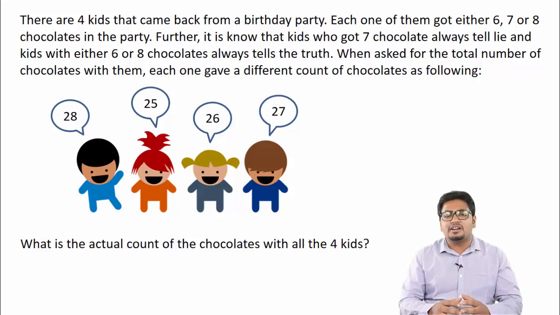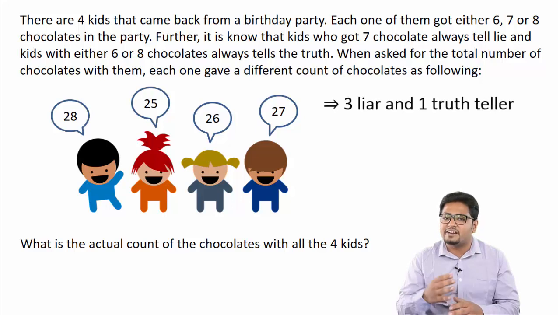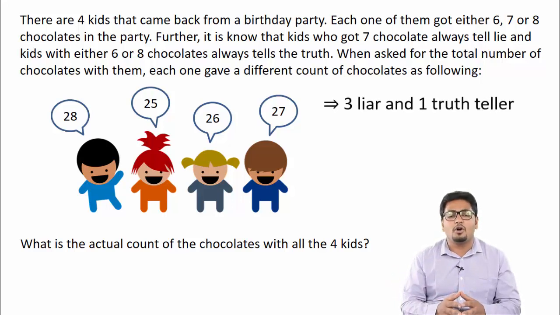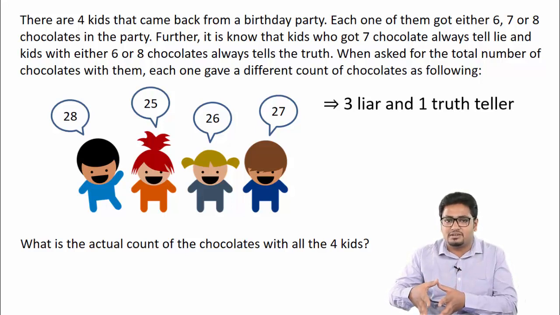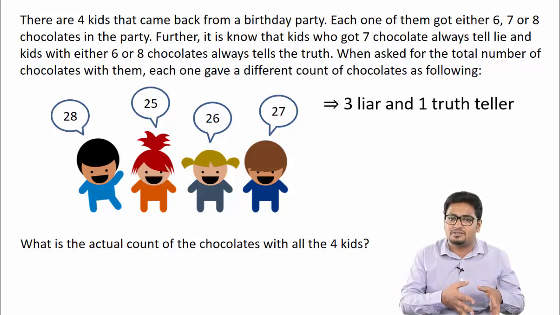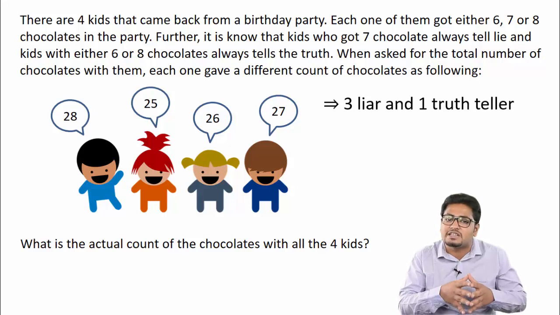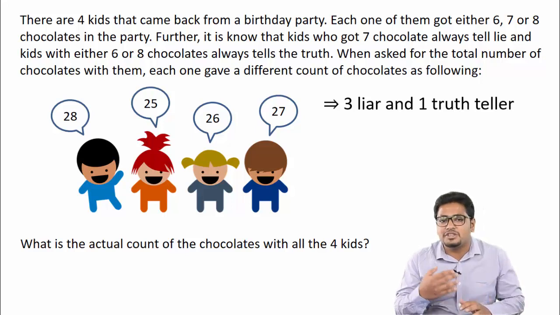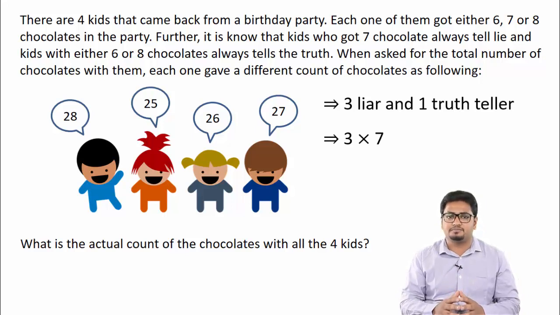Now here, the crux of the question is that only one kid is telling the truth and the rest are all lying. Now why is that so? It is because every kid is giving a different count and only one is correct, right? That means 3 kids are lying and the number of chocolates with a kid who is lying is 7, which gives us a total count of 21 with the 3 kids.